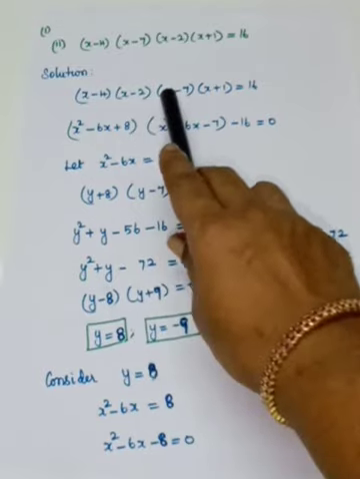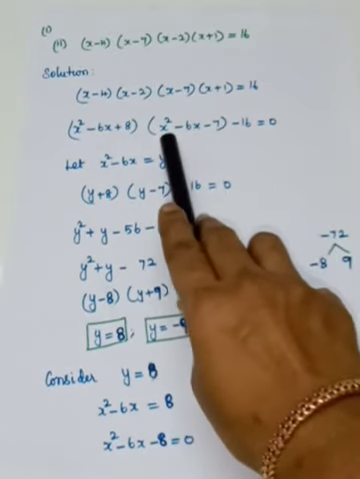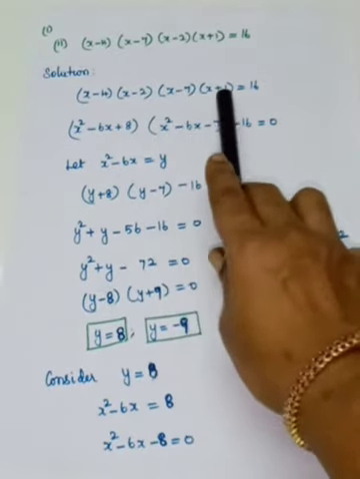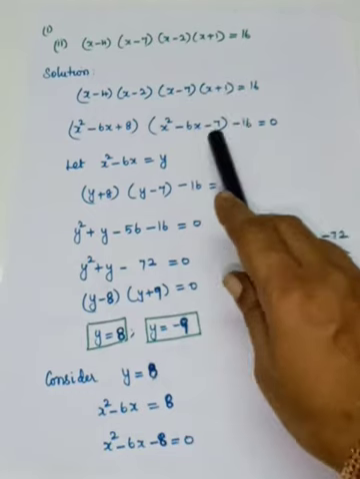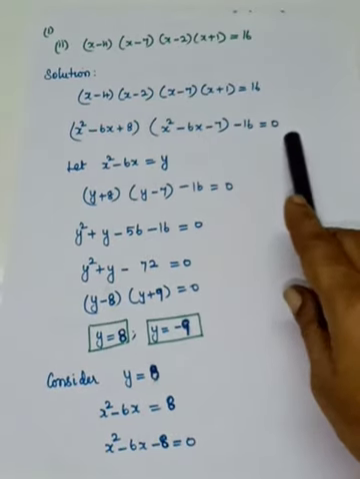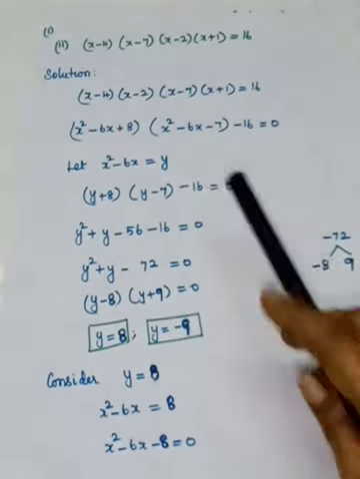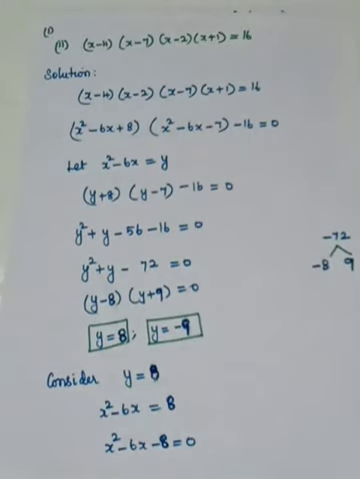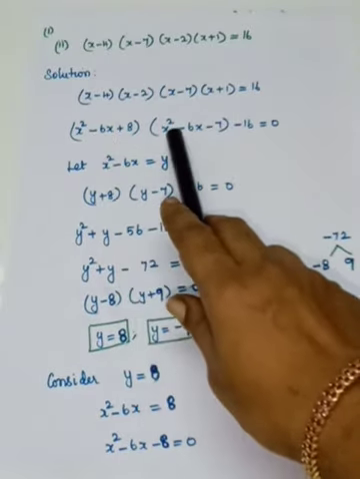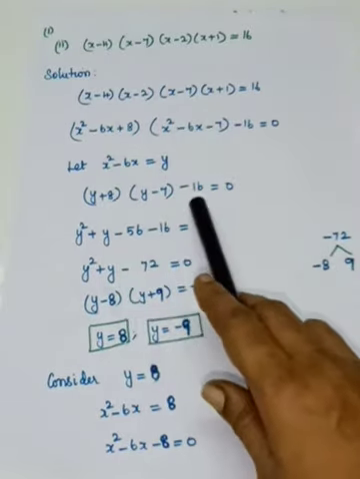In the same way, x into x is x squared. x into 1 is x, and minus 7x. x minus 7x is minus 6x. Minus 7 into 1 is minus 7. And plus 16, when you bring it to here, it is minus 16 is equal to 0. So here what is the common term? x squared minus 6x. That has to be taken as y. And here, so this term: y plus 8 into y minus 7 minus 16 is equal to 0.